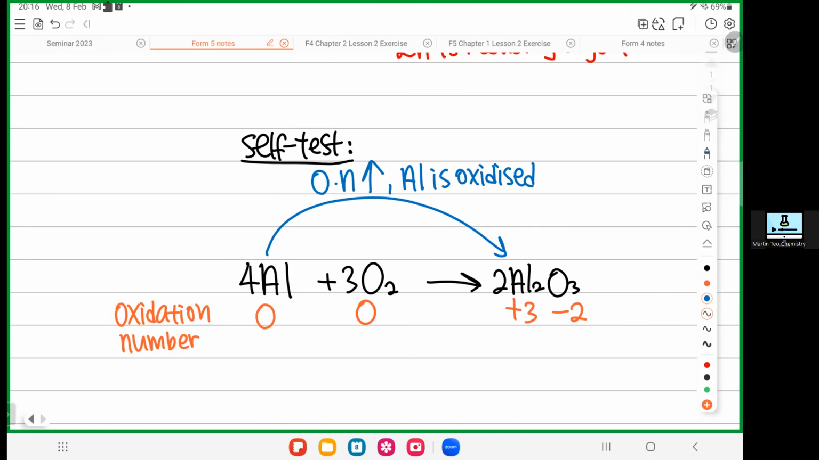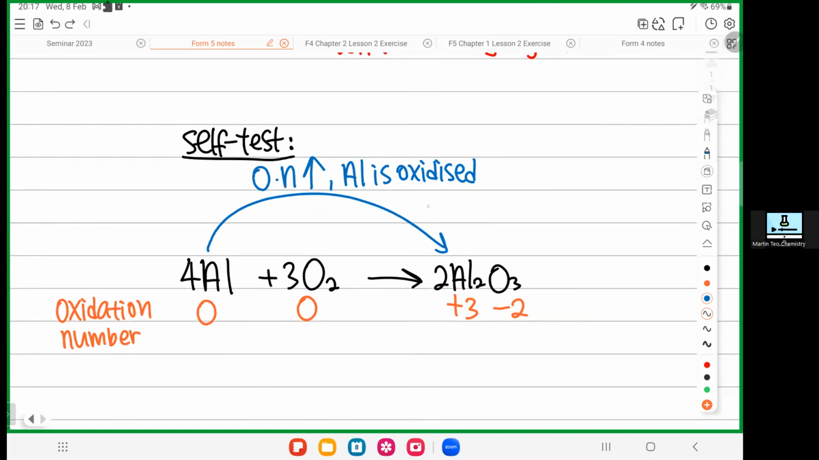Remember I mentioned last lesson. The substance that undergoes oxidation, what are you? Reducing agent, because whatever process happens to you, you will be the opposite agent. So if you undergo oxidation process, you will be reducing agent. So the aluminium is the reducing agent.